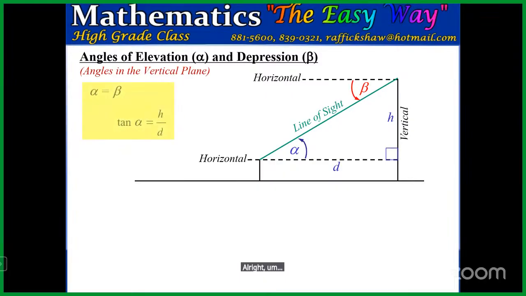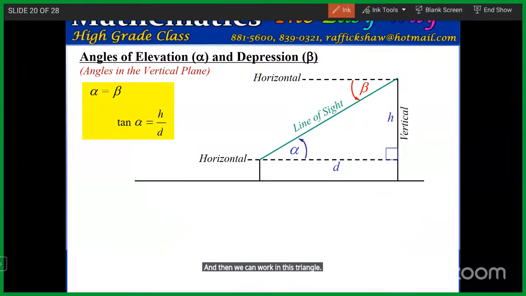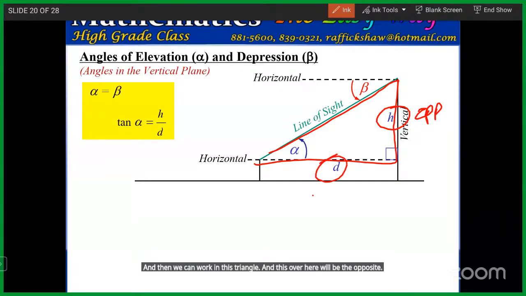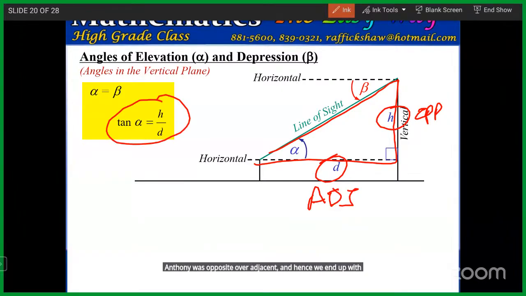So that's about the things we can know. That alpha equals the beta, just said that because they are Z angles. And then now we can work in this right angle triangle, and this over here will be the opposite, and this down here will be the adjacent to the angle alpha, and tan equals opposite over adjacent, and hence we end up with this equation right here.